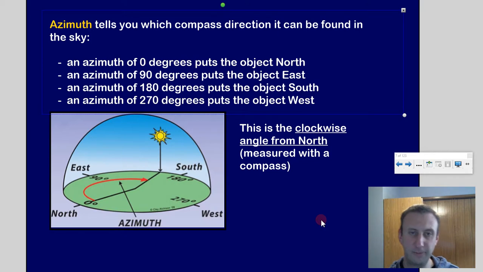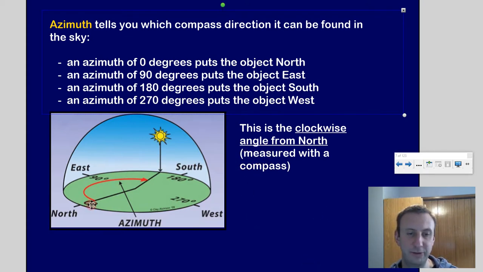Okay, and then finally, if we're at the full 360, which we never actually write 360, we could write 359 as just a degree left of north, right? But if we went to 360, that would be north again. So this is again the clockwise angle from north, and we measure this with a compass.